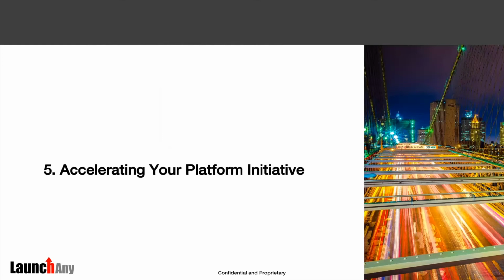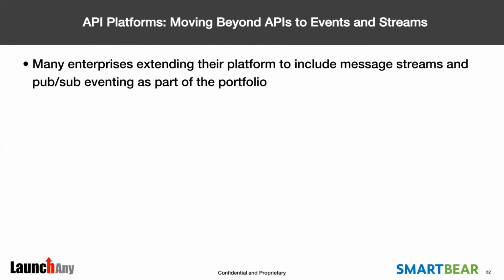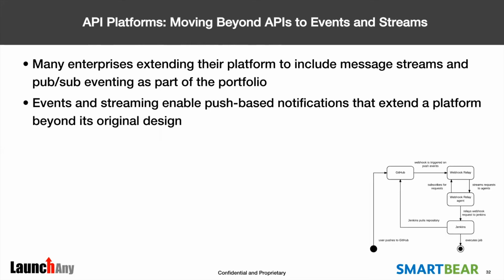Now, the final step in developing an API platform is to find those processes which accelerate the initiative itself. One of the things that we're seeing is that API platforms should not just be composed purely of request-response APIs. We're seeing enterprises instead starting to extend their platform to include eventing or pub-sub, publish-subscribe opportunities. This is sometimes through message streams internally, as well as webhooks, server-side events, and other technologies. These events and streams allow you to send push-based notifications outside your platform, enabling people, instead of just making API pull requests constantly to see if the state has changed, to be notified when state changes or key business events occur.